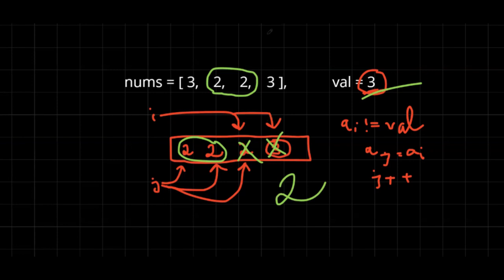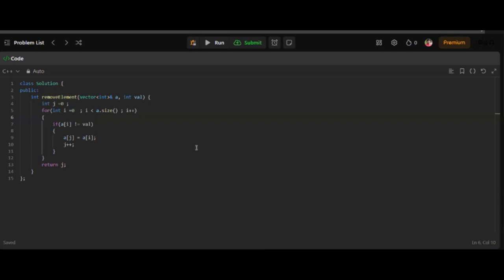Now let's move into the code. The code is pretty simple. At first, we are given a function named removeElement. There are 2 parameters of this function. One is a vector, another is a value.